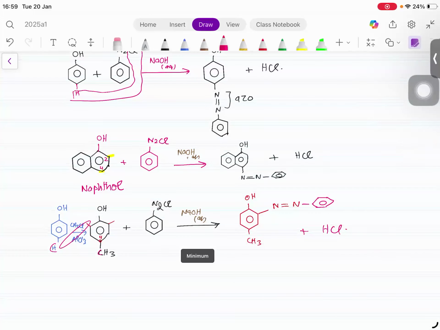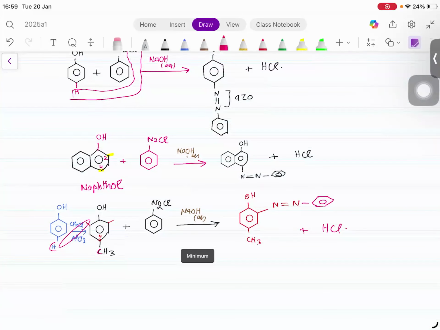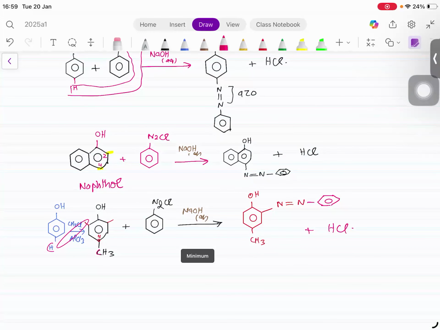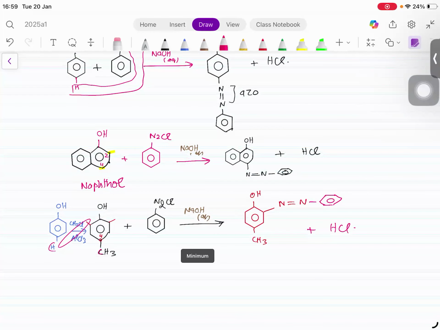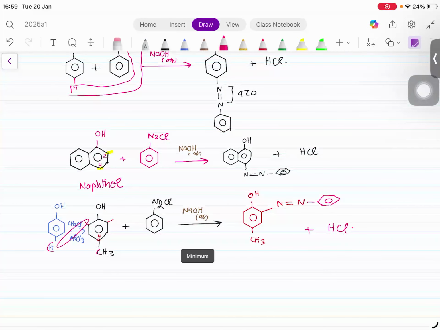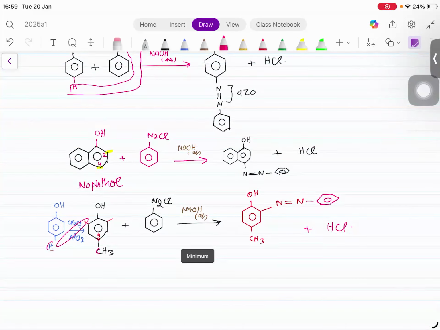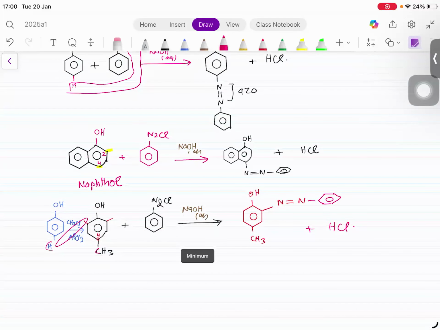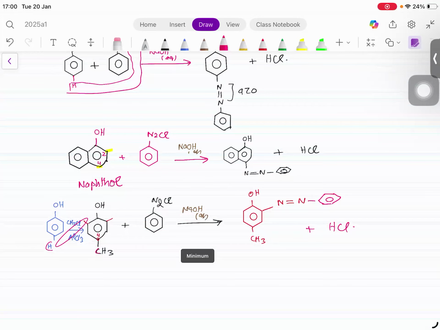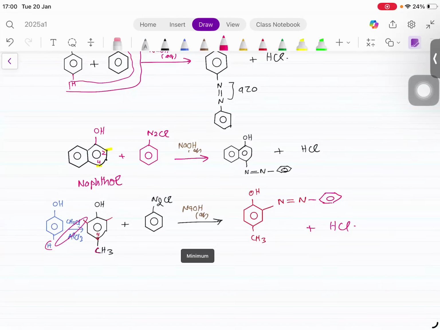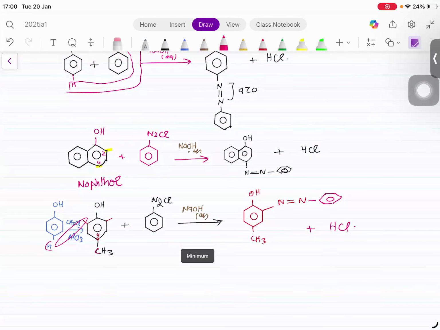Now, what the examiners do to make things tricky, they ask you the question in reverse order. Instead of asking you to draw the structure, they give you the structure of an azo dye, and they expect you to work backwards, to reach the benzene point. For example, now I'm giving you a past paper question. Look at this.